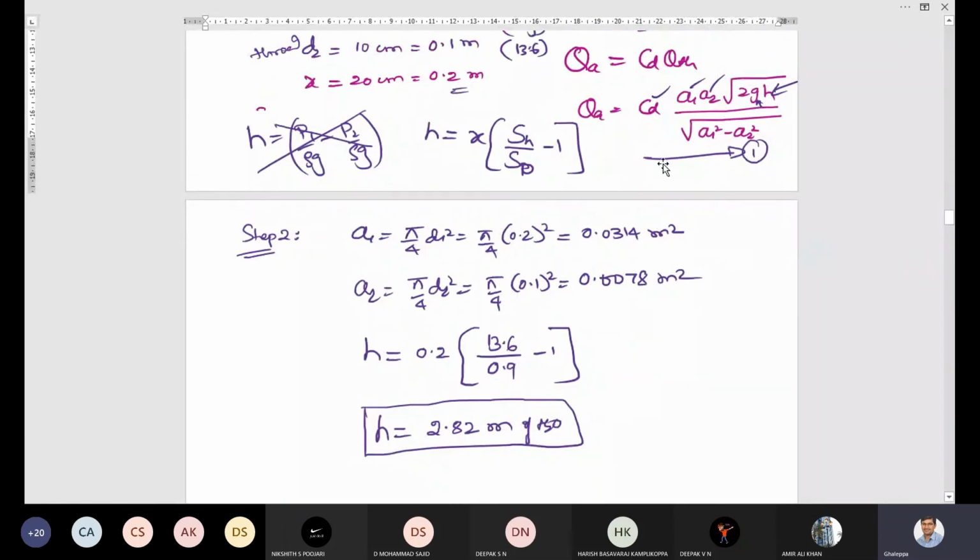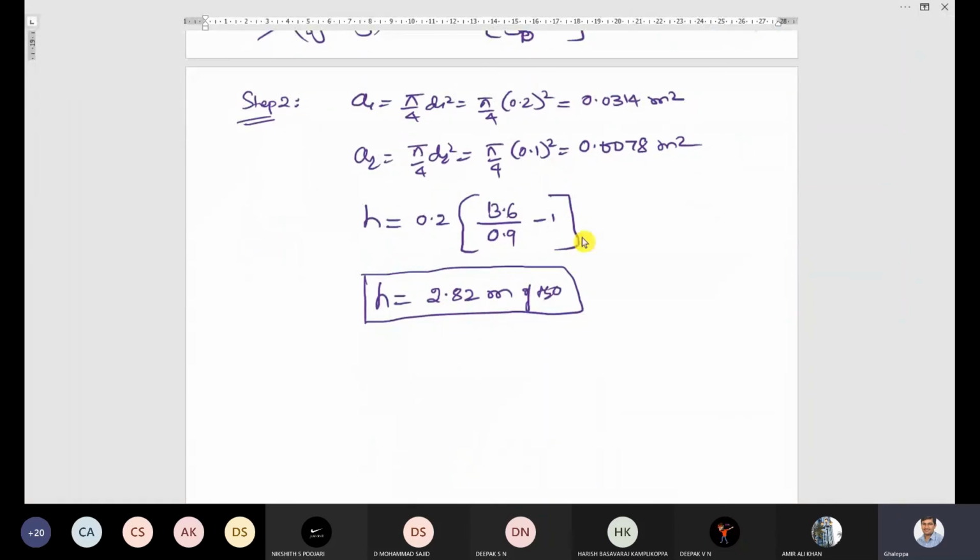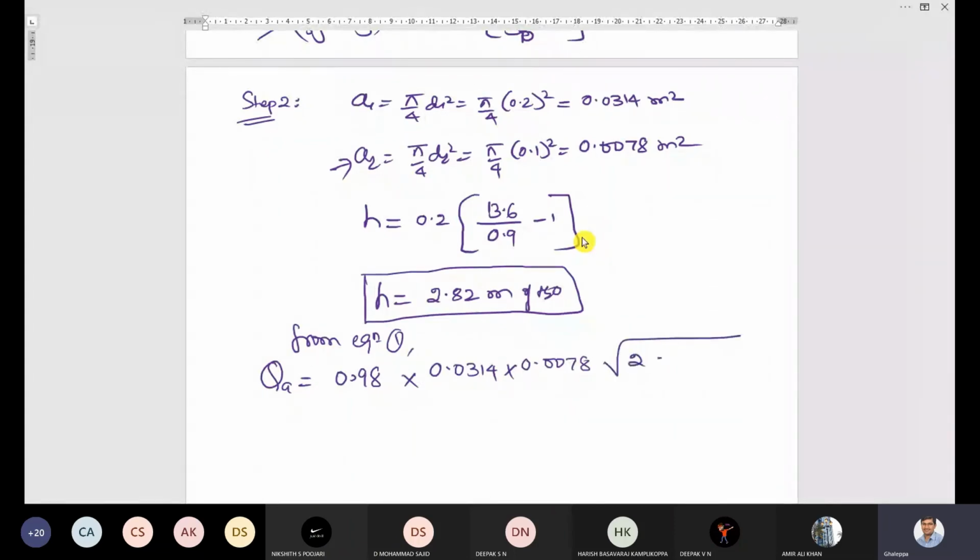So now you take this h value and substitute in the equation number 1 and calculate the value of QA. I am writing the equation here. QA is equal to CD is 0.98. Now from equation number 1, 0.98. What is the area? 0.0314. What is the area at the throat? That is A2, 0.0078. Square root of 2. G value is 9.81. H value, you have done a great job. You have calculated here, 2.82.